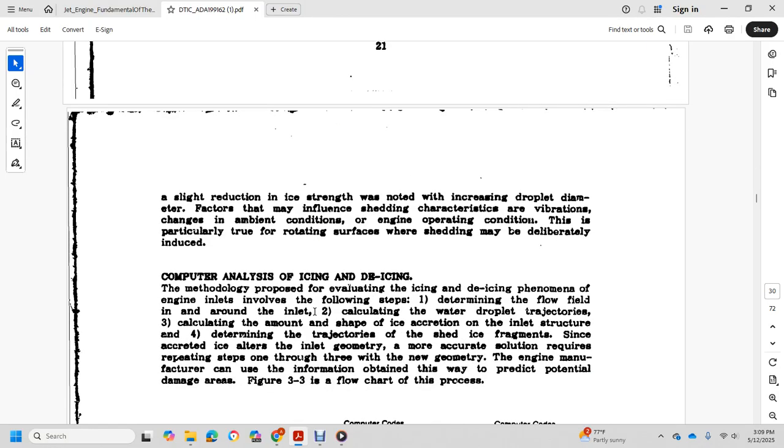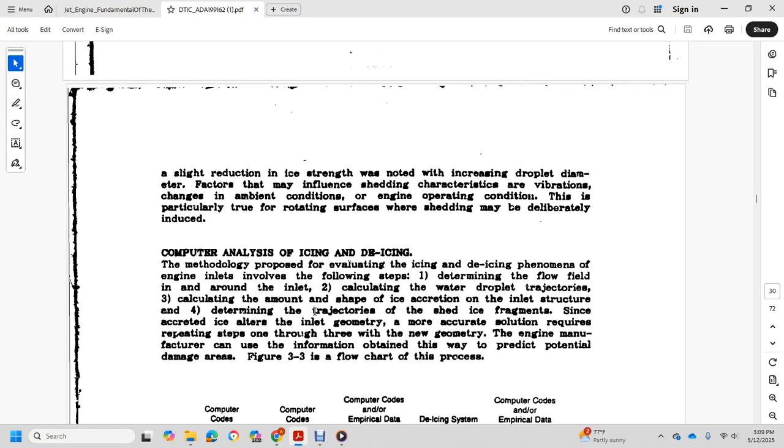Computer analysis, ice and de-icing. The proposed methodology for evaluating icing and de-icing phenomena of the engine inlet has the following steps: 1, determining the flow field in and around the inlet; 2, calculating water droplet trajectories; 3, calculating the amount and shape of the ice accretion on the inlet structure; 4, determining the trajectory of the shed ice fragments into the engine. Accreted ice alters the inlet geometry.